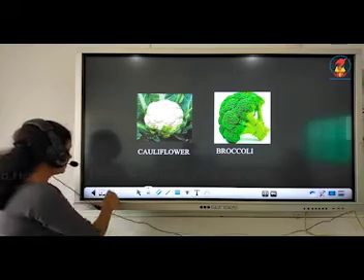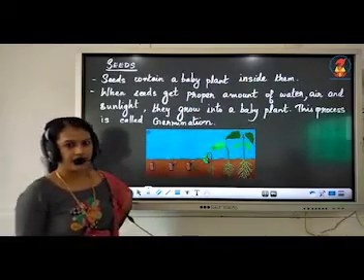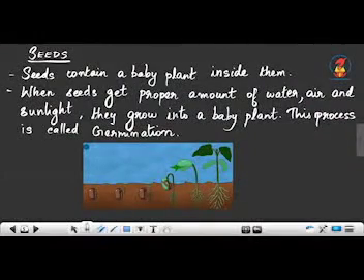So next let us learn about seeds. So inside the fruit you can find seeds. Seeds contain a baby plant inside them. That is, when seeds get proper amount of water, air and sunlight, they grow into a baby plant. This process is called germination. If you look at this picture here, this picture shows germination.